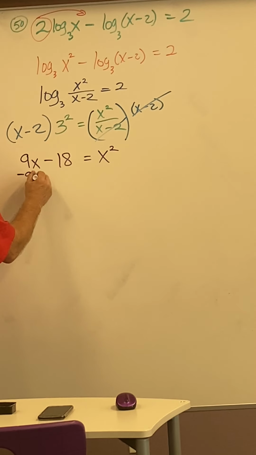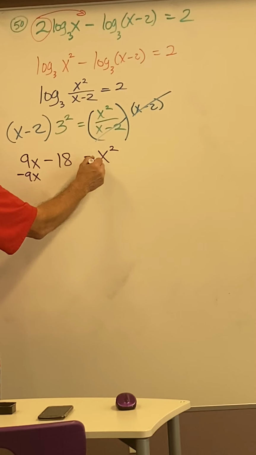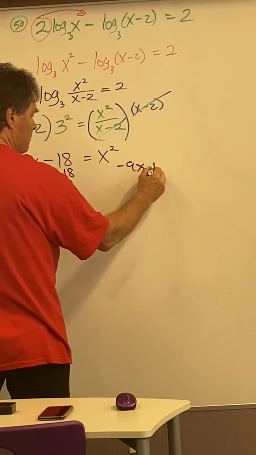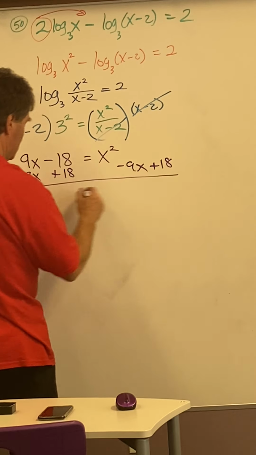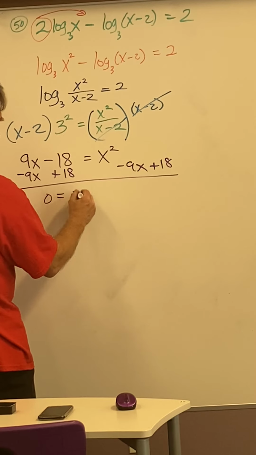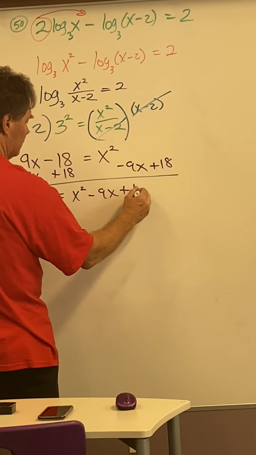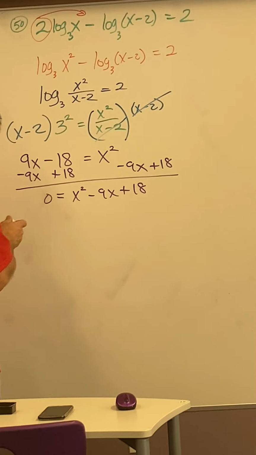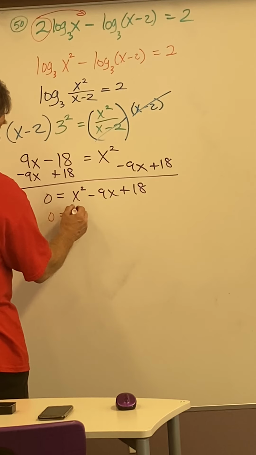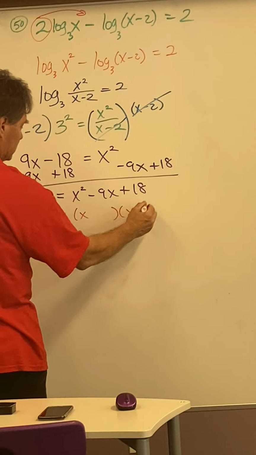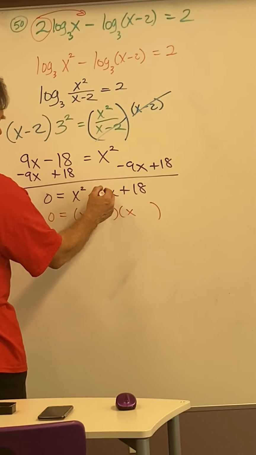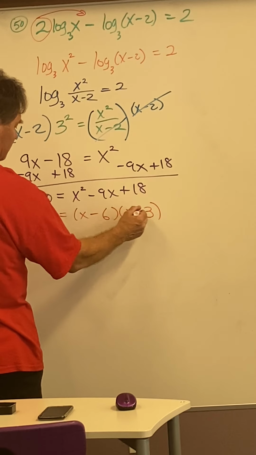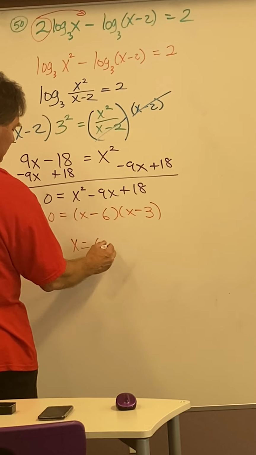So now I want this side to be 0, because this already has a positive in front of the square term. So I'm minusing 9x, adding 18. I get 0 is x squared minus 9x plus 18. Let's hope it factors. But if it doesn't, don't worry, I can do the quadratic formula. Let's see, x. Two things that multiply to be 18 and add to be 9, like say 6 and 3. Same sign, both negative. Yep, negative. So x is 6 and 3.